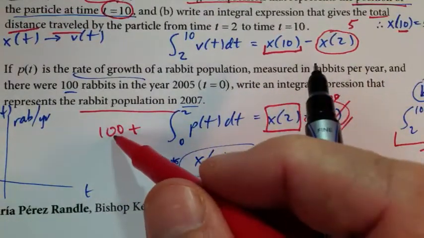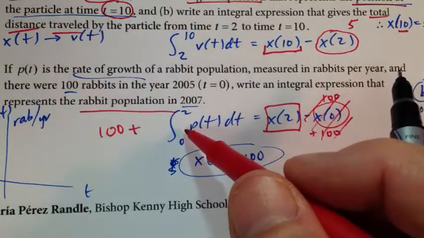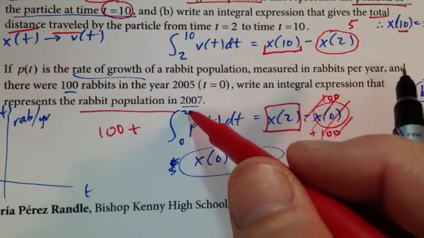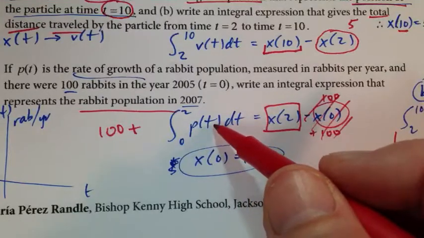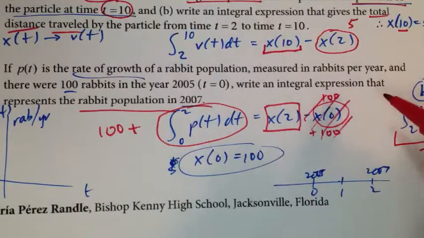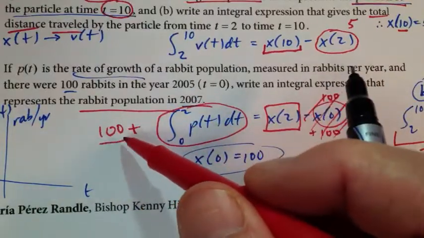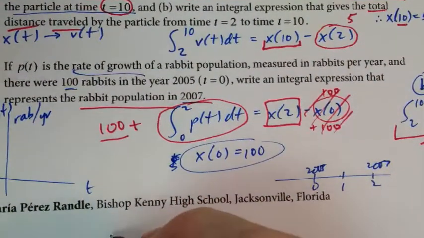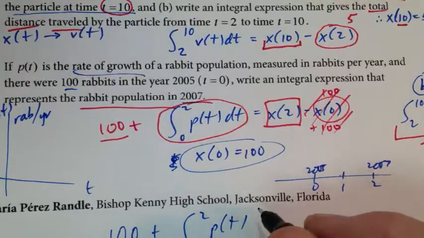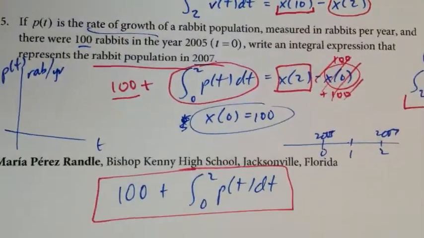Because you take the initial population and you add to that the population change from t equals 0 to t equals 2 years, the rate of change, the rate of growth of the rabbit population. So this guy right here represents the total change in the rabbit population in the first 2 years, plus the initial population would be your answer. So the answer is 100 plus the integral from 0 to 2 of p of t dt. Okay? There you go.